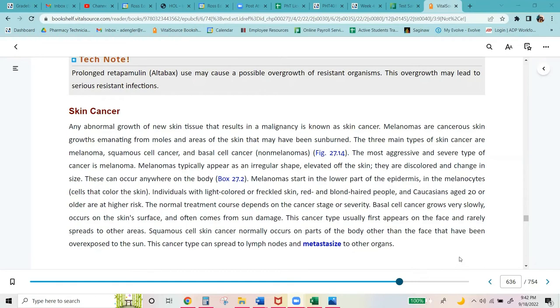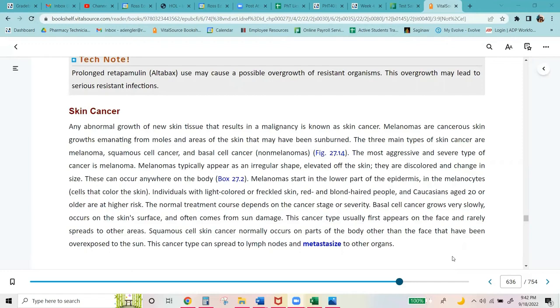Melanomas typically appear as an irregular shape elevated off the skin. They are discolored and change in size. These can occur anywhere on the body. Melanomas start in the lower part of the epidermis in the melanocytes. Individuals with light-colored or freckled skin, red and blonde-haired people, and Caucasians aged 20 or older are at higher risk. The normal treatment course depends on the cancer stage or severity.